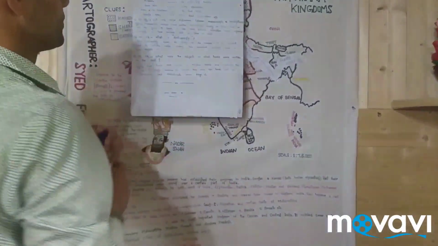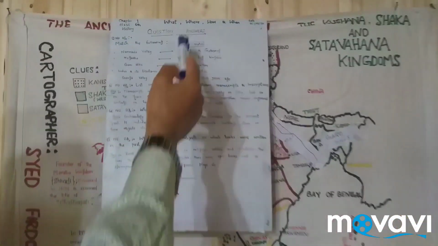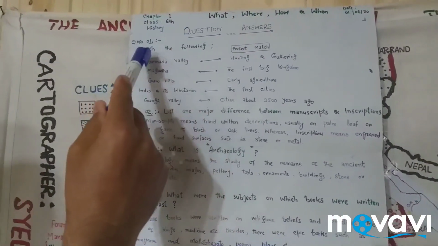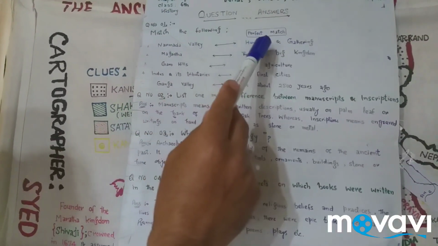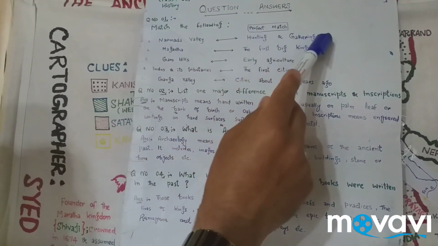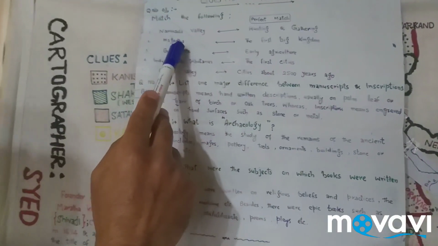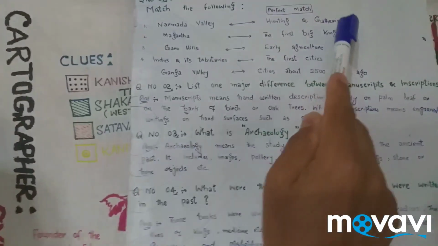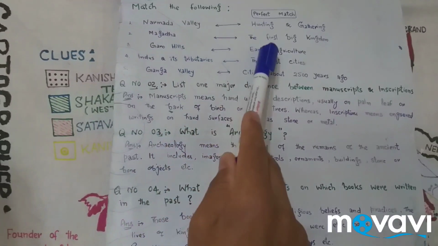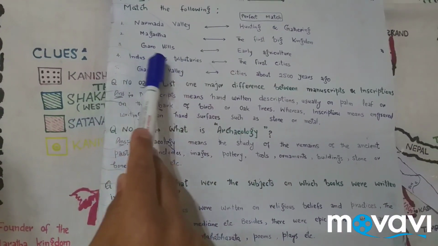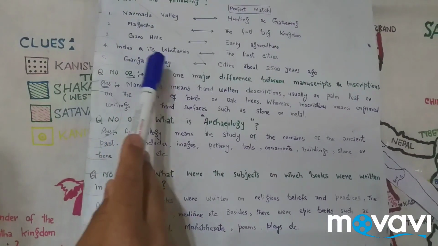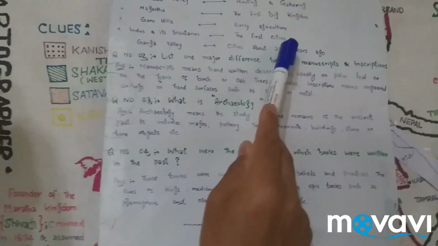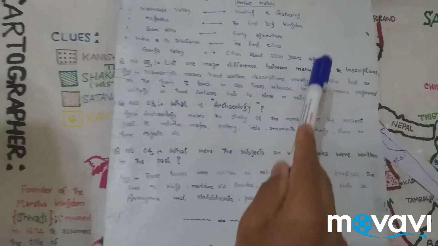Dear students, here are question answers. Question number one, match the following. Narmada Valley, hunting and gathering. Magadha, the first big kingdom. Garo Hills, early agriculture. Indus and its tributaries, the first cities. Ganga Valley, cities about 2500 years ago.